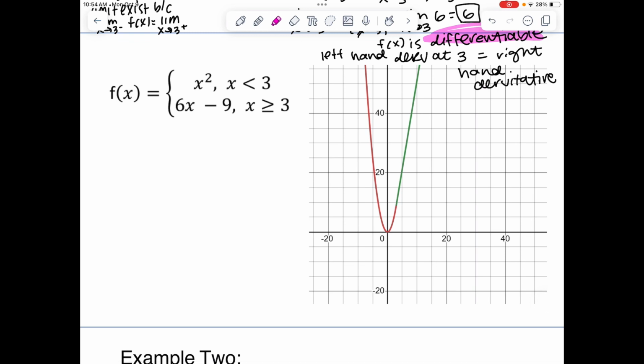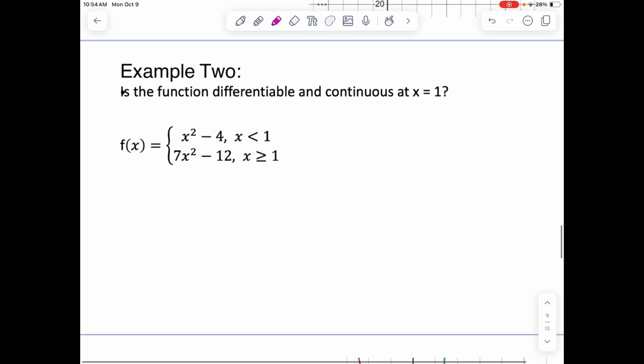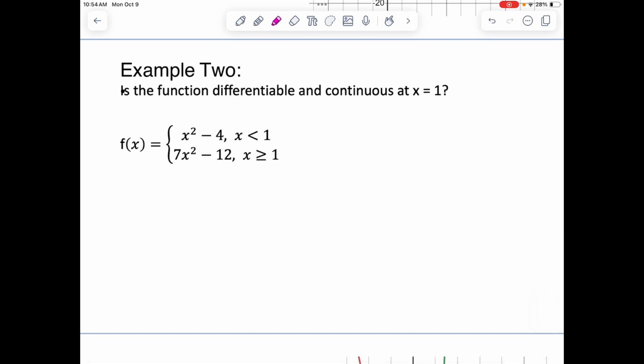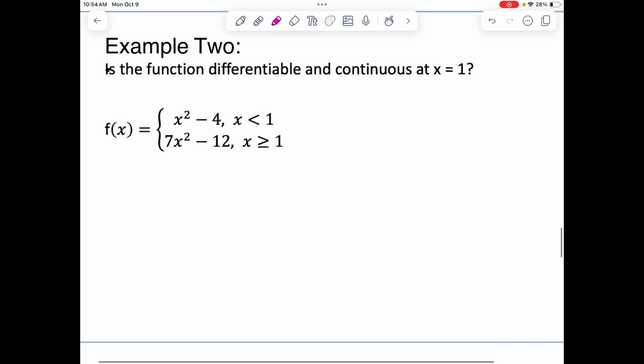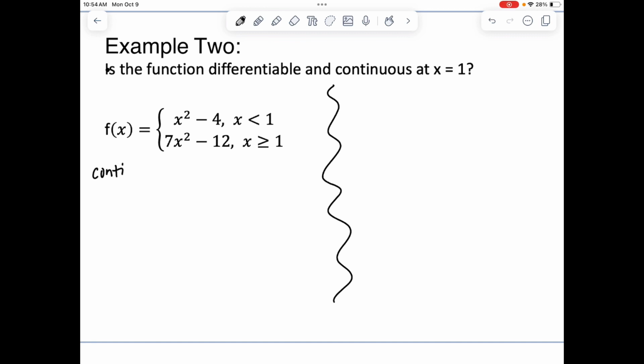So let's go on to a next example. Next example is another piecewise function. Is the function continuous and differentiable at x equals 1? So same thing, and this is really just a process. And you can go through this quicker if you know how to. But I'm first just going to check if it's continuous. You also could check if it's differentiable first. I haven't decided which one's better.